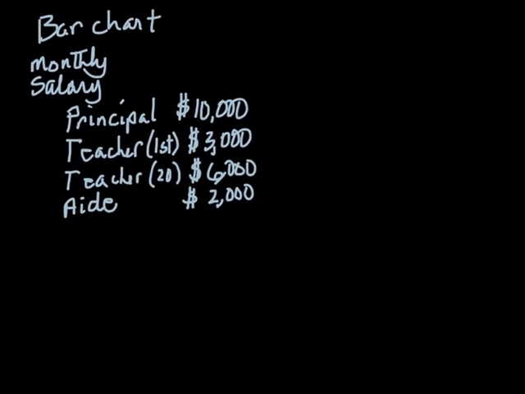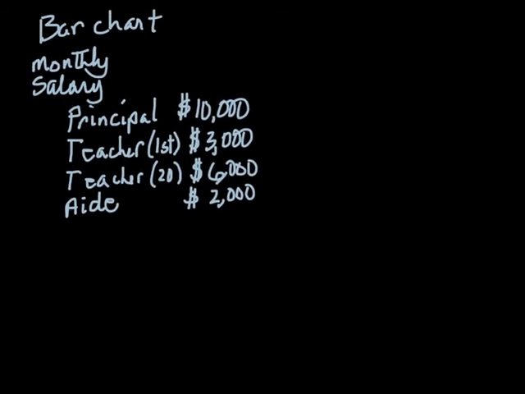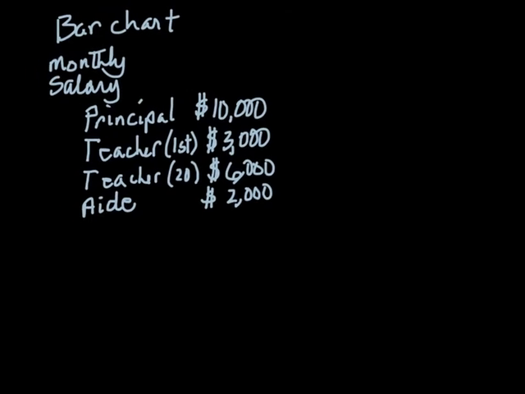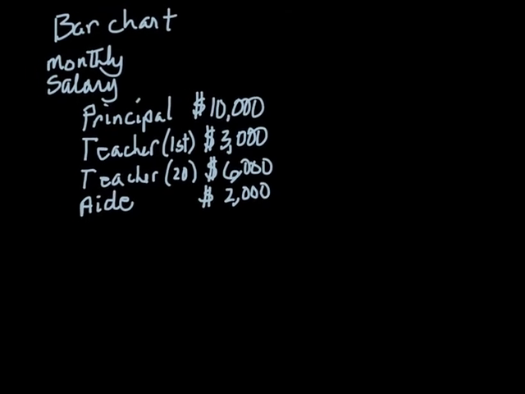It shows the monthly salary of, say, principals, a first-year teacher, a 20-year teacher, and an aide in a classroom. All right? And what we want to do is illustrate these on a bar chart. To do that, you basically make a vertical and a horizontal axis. And on the vertical axis, you label it with your categories.